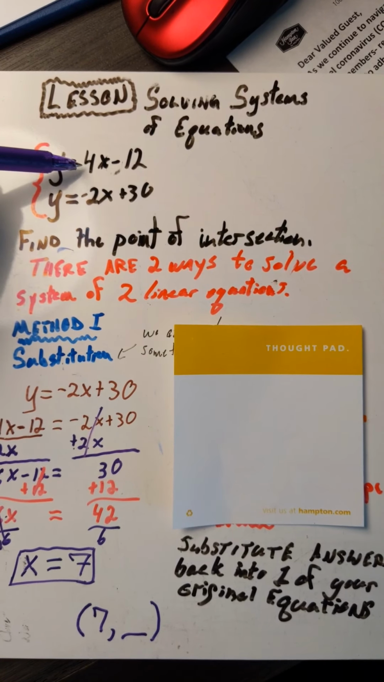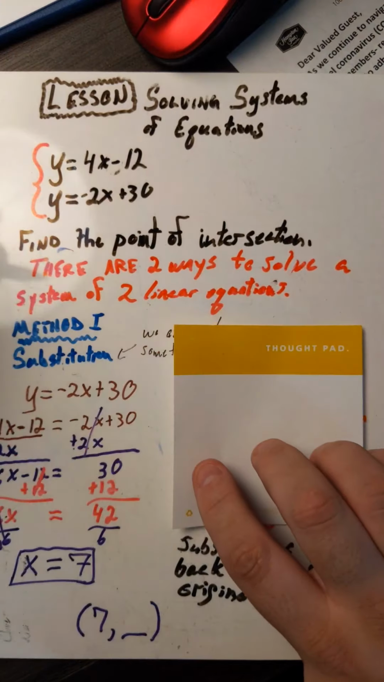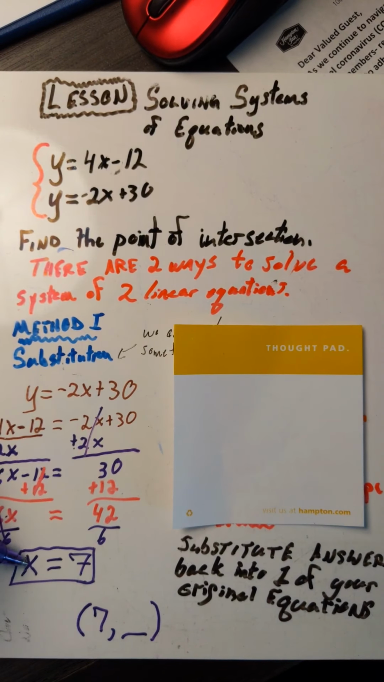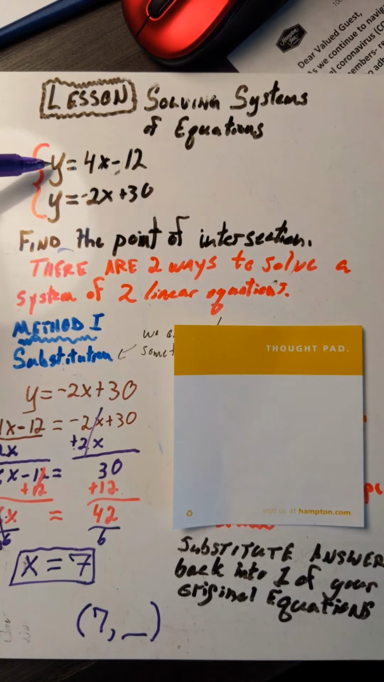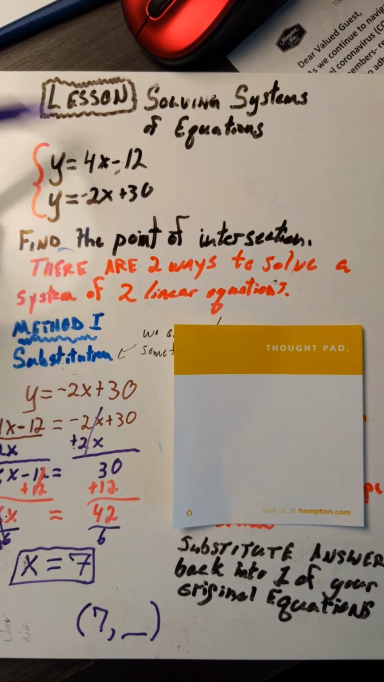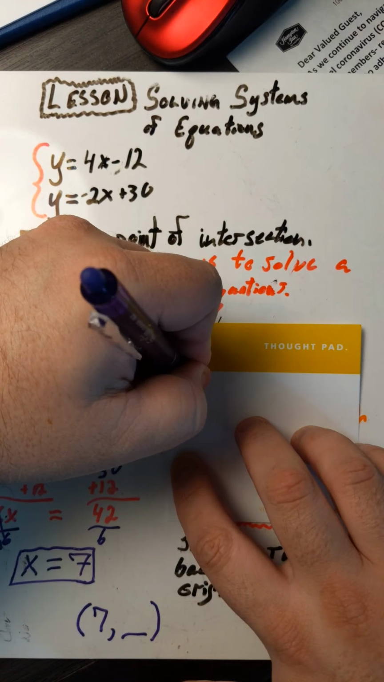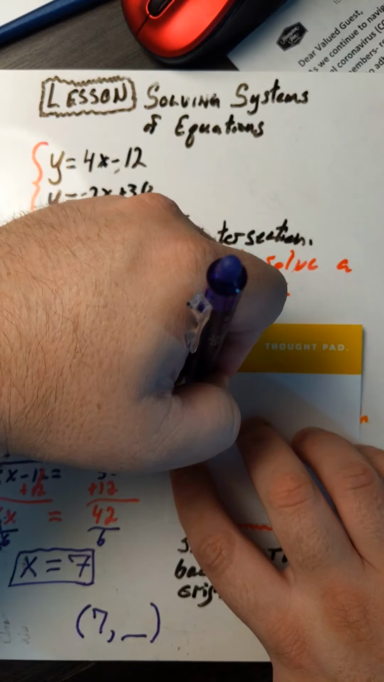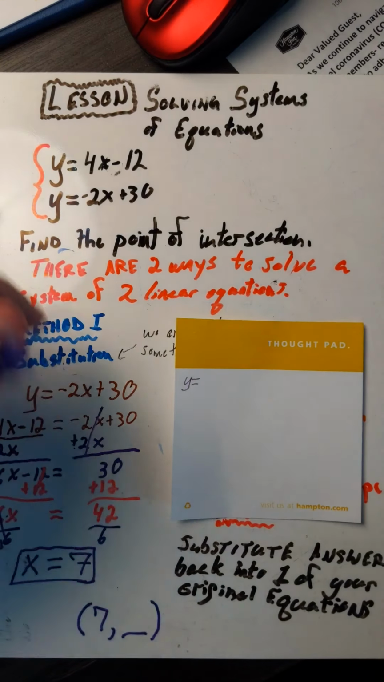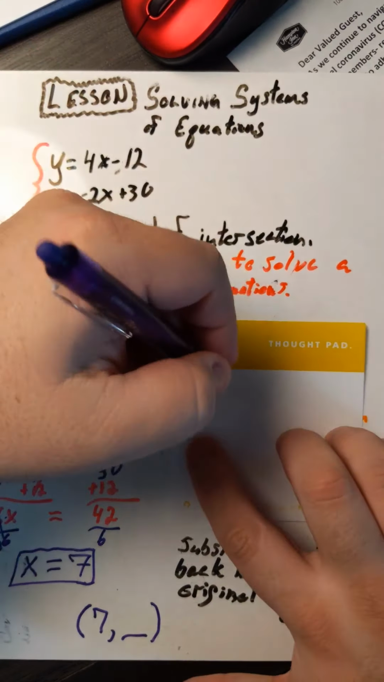So it doesn't matter which one we use. 4x minus 12 feels a little bit less difficult to work with than negative 2x plus 30, but it's up to you. We can use either equation, and we're going to substitute 7 in for my x value. So we're going to write out the equation and replace the x value. Okay, so y equals, and I'm going to use 4x minus 12.